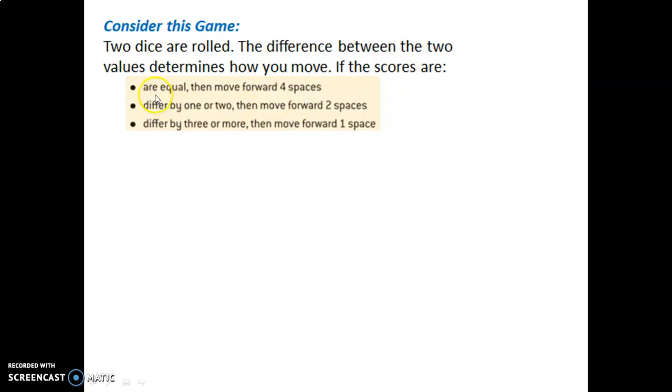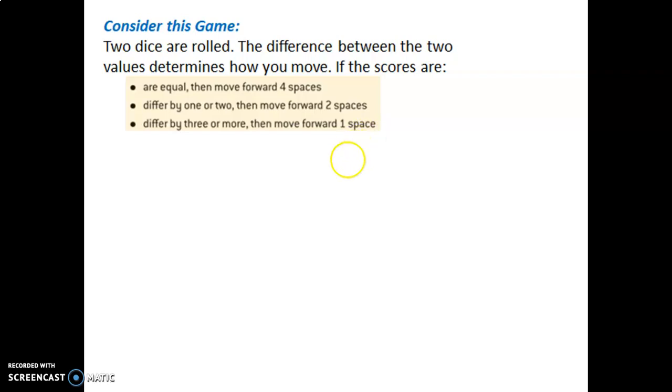If the scores are equal, for example, a 4 and a 4 or a 3 and a 3 are rolled, then you move forward 4 spaces. If the two rolls differ by 1 or 2, then you move forward 2 spaces. And if your two rolls are different by 3 or more, then you move forward 1 space. Those are the rules of the game.